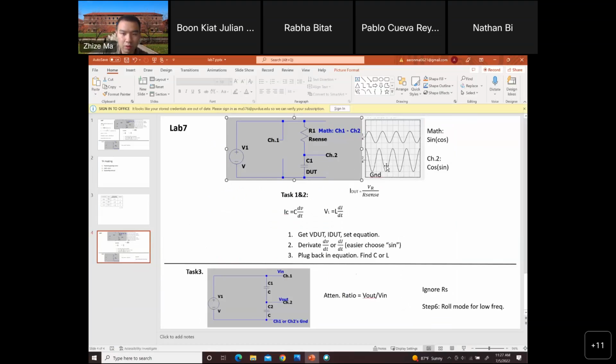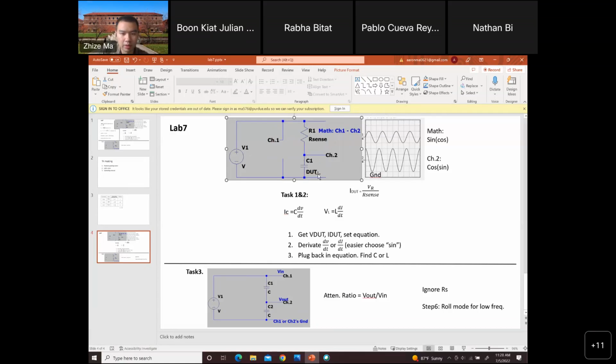After you build this circuit, you use the oscilloscope to measure the voltage. You can use one of the channels to measure the input. If you use channel 1 to measure the input, use channel 2 to measure the output, which is the voltage across the DUT.